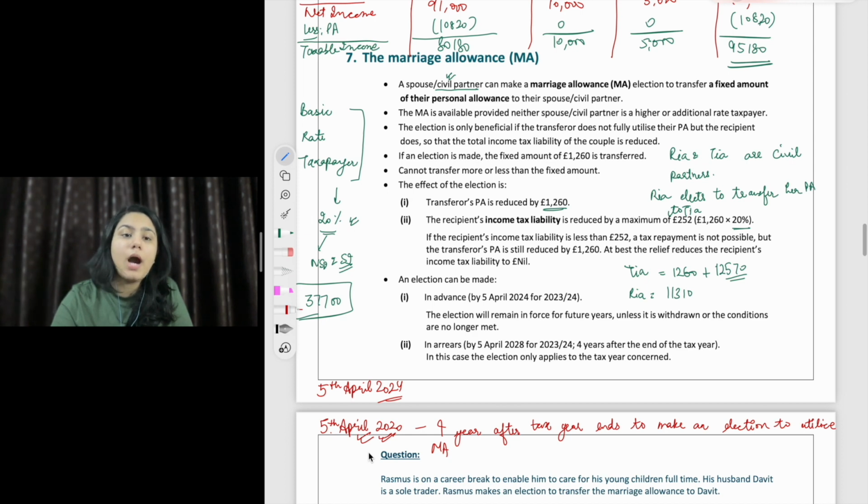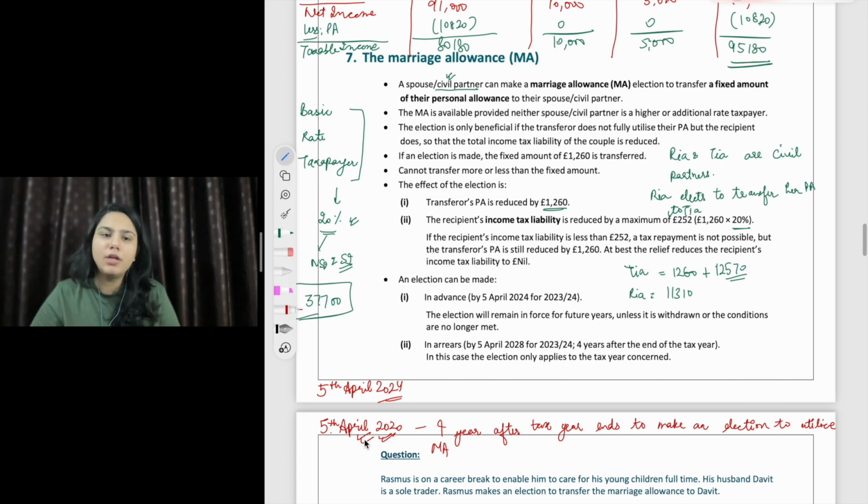And how will you get the benefit of it? If you have already paid your tax liability, you will get a refund, or it will be adjusted in your current year income tax liability. But the thing is that the election will only be for one particular year, not 1 year before that, not any year in between, not any year after. It will be just for one particular year. If you want to make an election for further years, you need to make it separately.